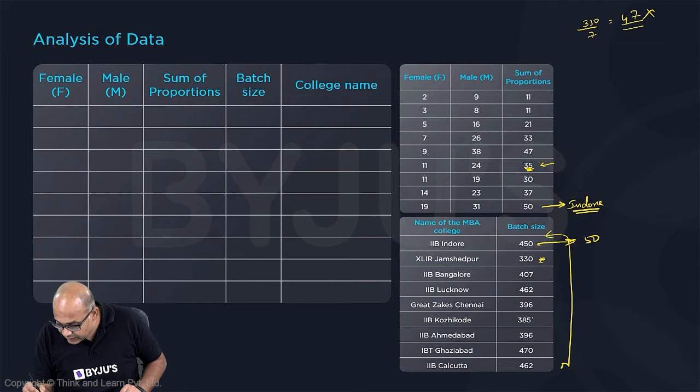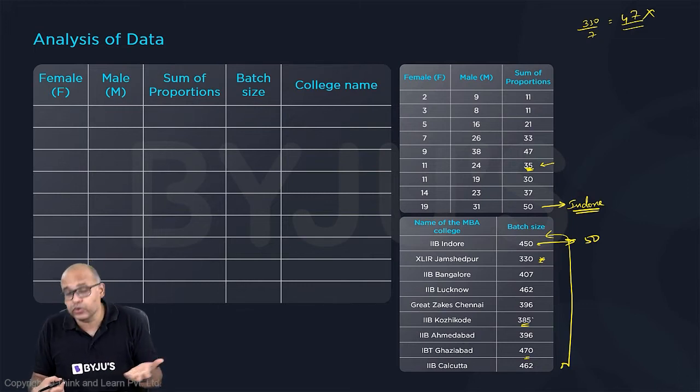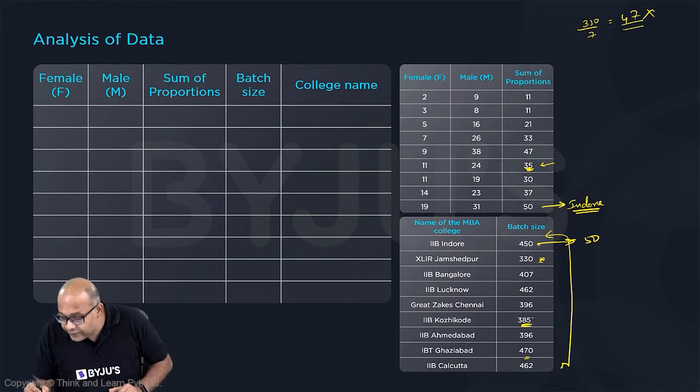Similarly, where is the other 4? Look at 385 and you have 470. Clearly 470 is not a multiple of 7, because 470 by 7 will give you 7 6s are 42 and 50 is a remainder. 7 7s are 49, 1 is remaining. So you can't get that as an answer. So 385 should be your answer.